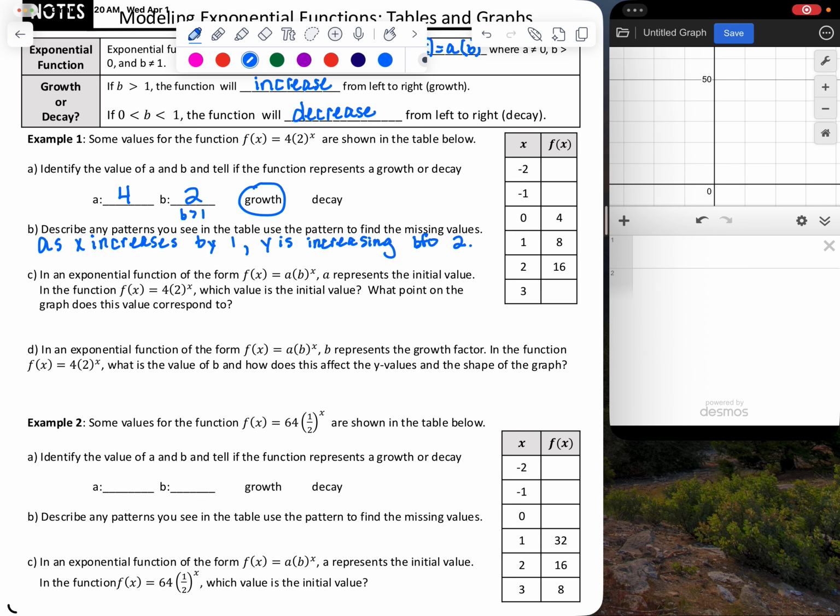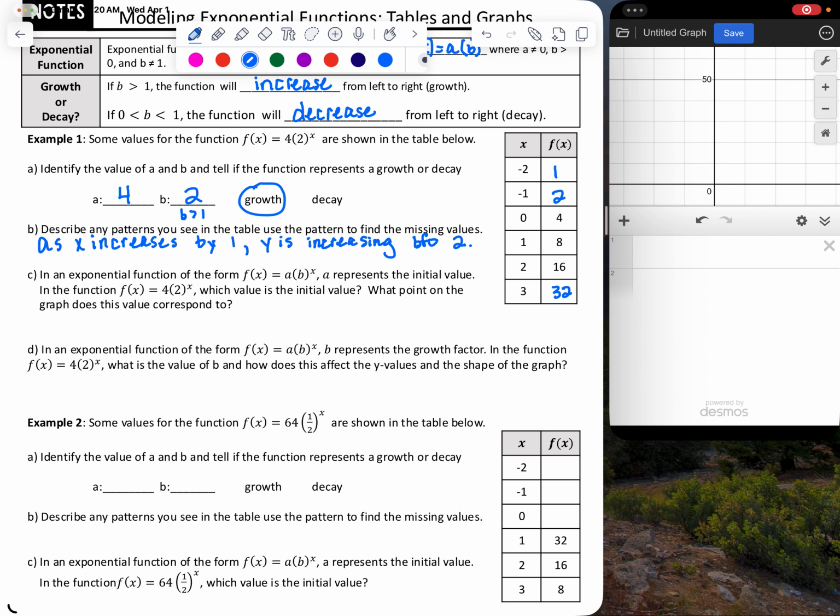Now knowing that allows us to get the value of y when x is 3. So 16 times 2 is 32. Now we could go backwards. Instead of multiplying by 2, we could divide by 2 to get the y values above this. So 4 divided by 2 would have to be 2. 2 divided by 2 would have to be 1. So once you know the factor that the y values are increasing or decreasing by, it's easy to fill in any missing y values.